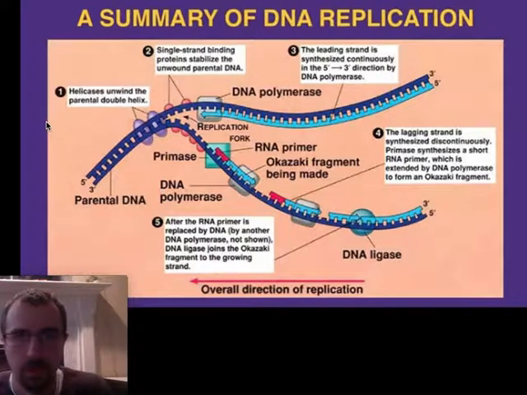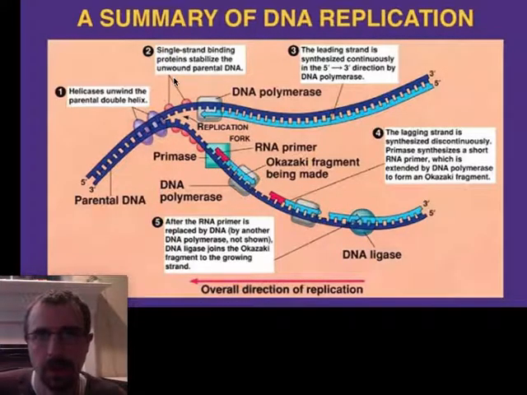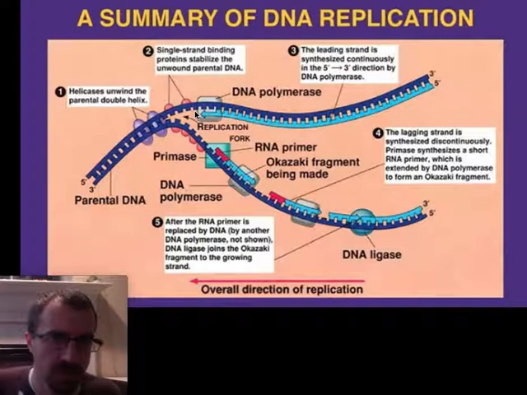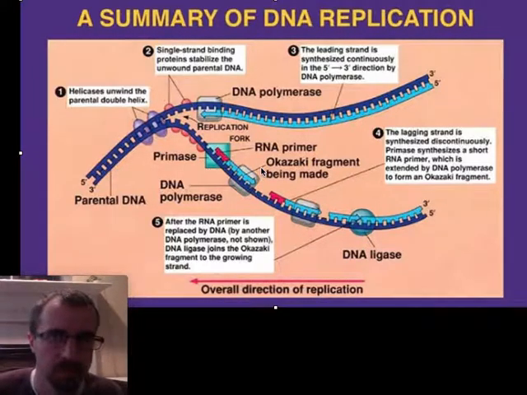I've gone over this briefly in class, but the first step is helicases, which are a protein, start to unwind the helix and start to break it apart. You've got the single strand binding proteins, which stabilize the DNA because it really wants to coil back up, and if those guys aren't there, then it's going to just wrap back up.